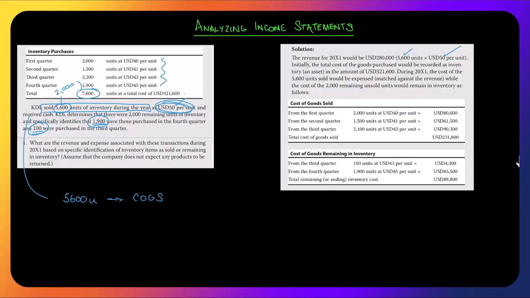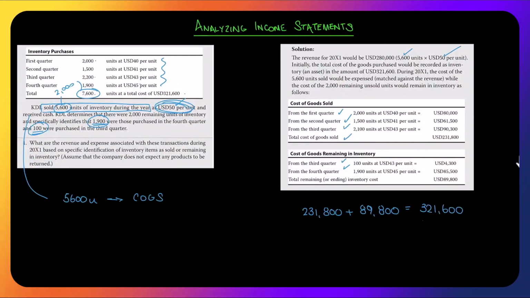We can see the calculation for the first, second, third for COGS. That adds up to 231,800. We can see what's left in inventory. That adds up to 89,800. Those two together represent the total cost of the inventory we purchased.